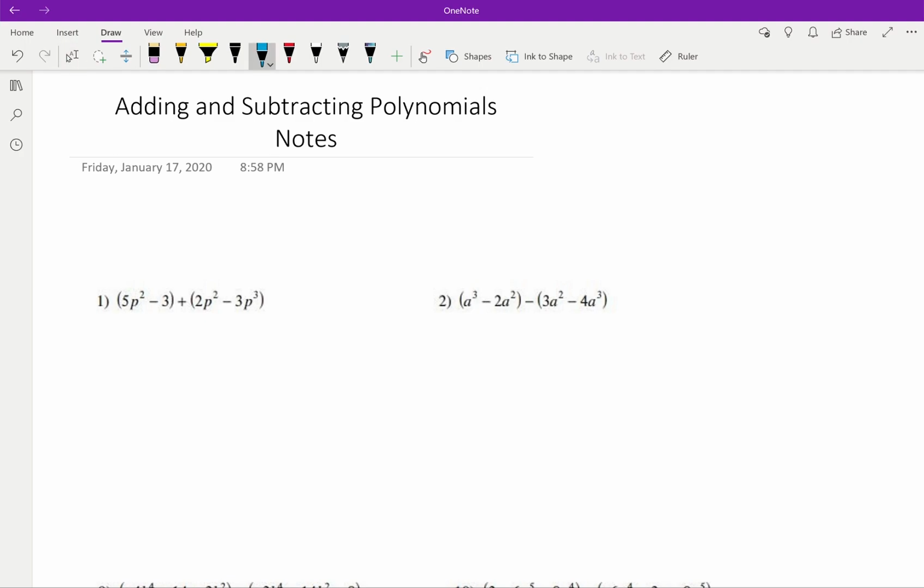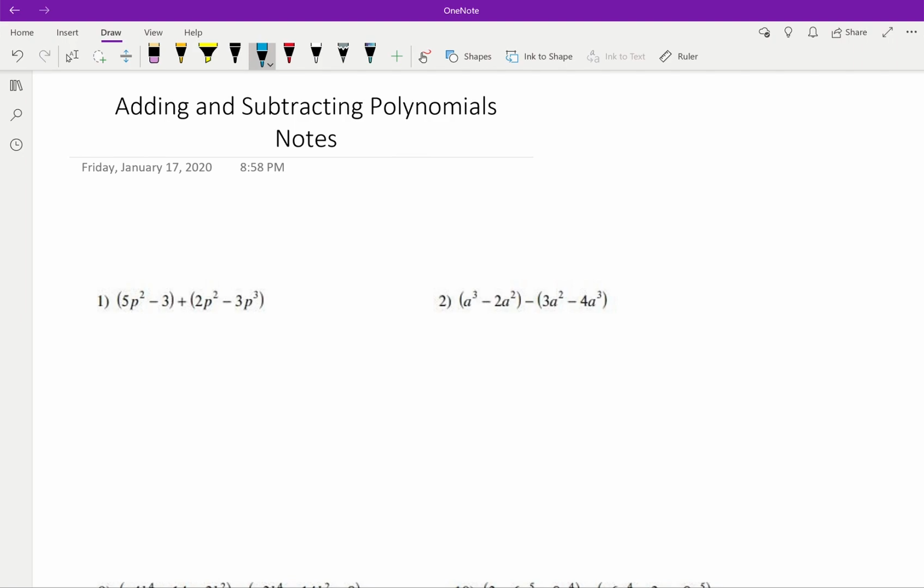Hi guys, so let's start Unit 6. The first thing we're going to learn in Unit 6 is adding and subtracting polynomials. So adding and subtracting polynomials is going to look a lot like combine like terms that we learned in Unit 1.